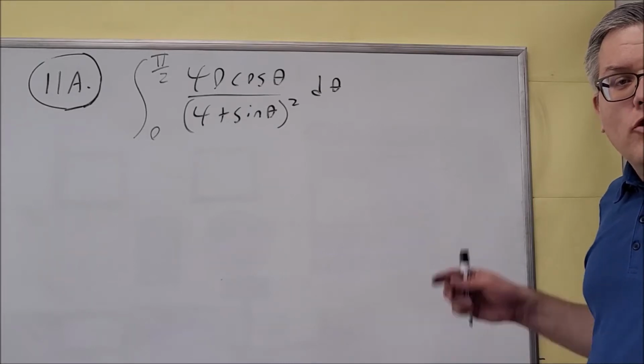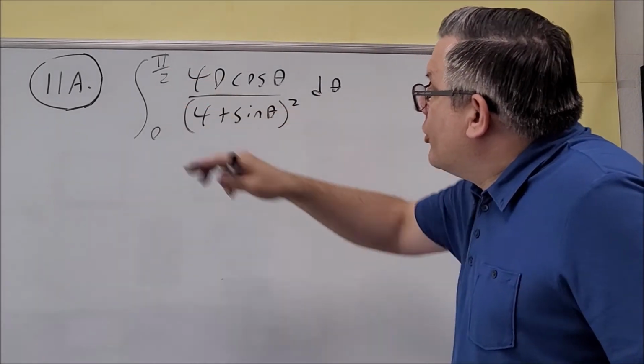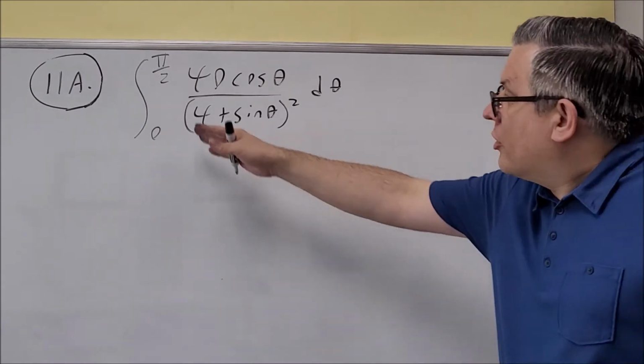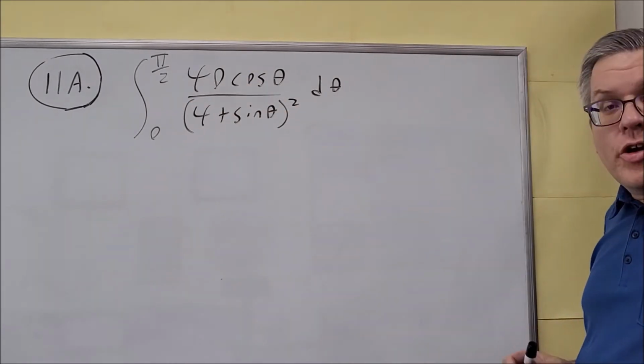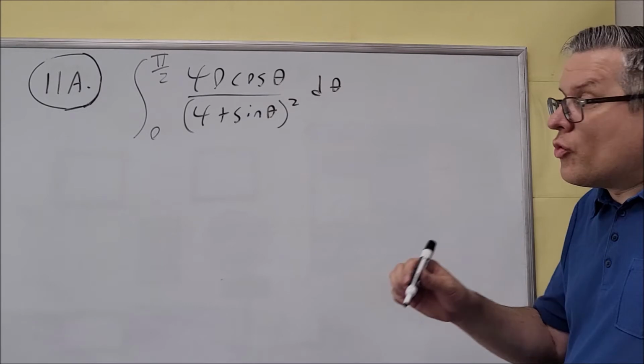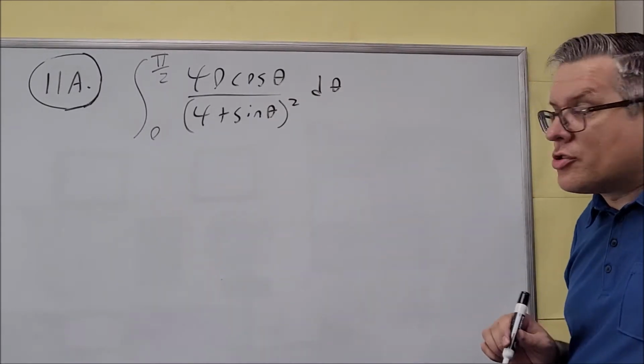Okay, so this problem is going to have a numerical answer because you have 0 and pi over 2. Because you have limits of integration there, that tells you that you're going to get a numerical answer. So we have to do this one by substitution, u substitution.